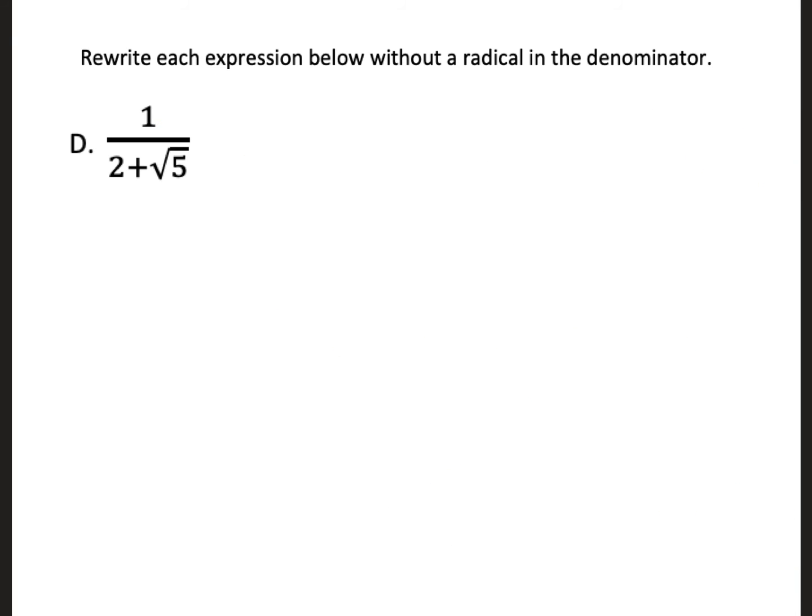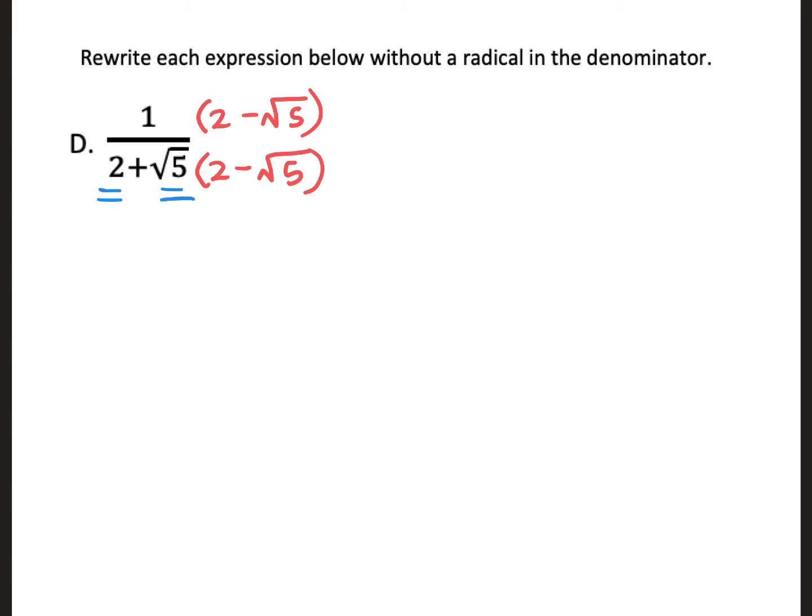All right, for D, you have 1 divided by 2 plus root 5. If you have two terms in the bottom, so 2 plus a root, 2 minus a root, you just have two things on the bottom. This is when you have to multiply the top and the bottom by the conjugate. For this one, the conjugate means you change the sign in between. We have a positive in between, so for my conjugate, we're just going to be doing 2 minus root 5. So we're going to multiply the top by 2 minus root 5. We're going to multiply the bottom by 2 minus root 5.